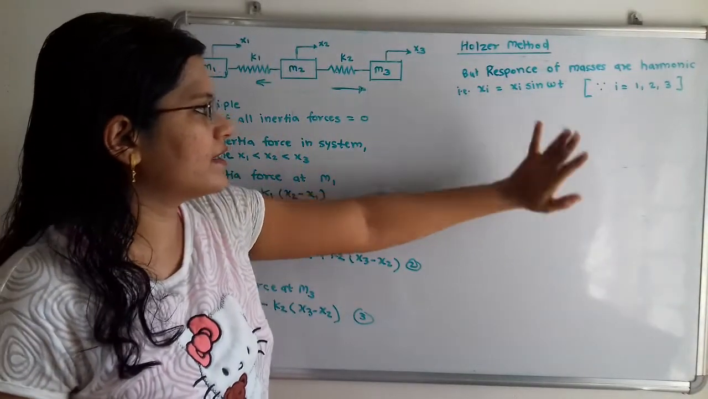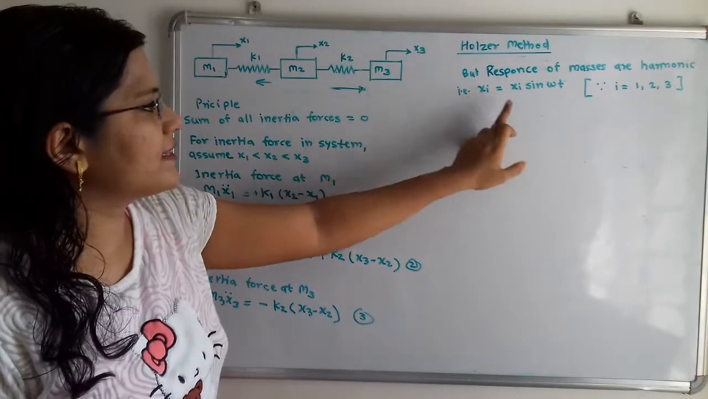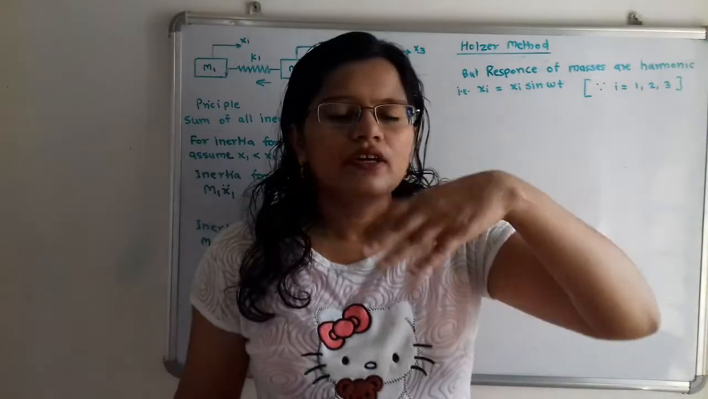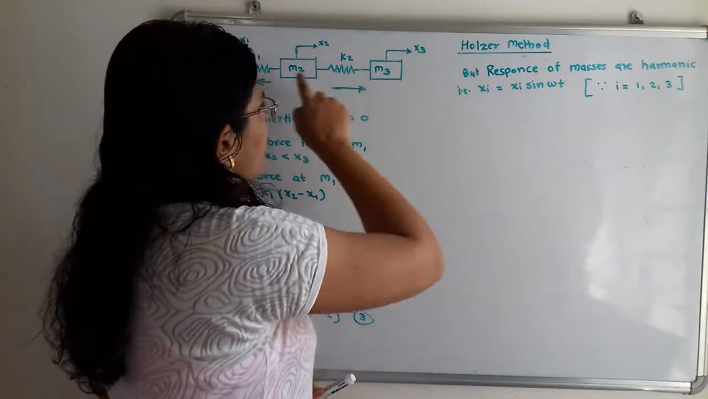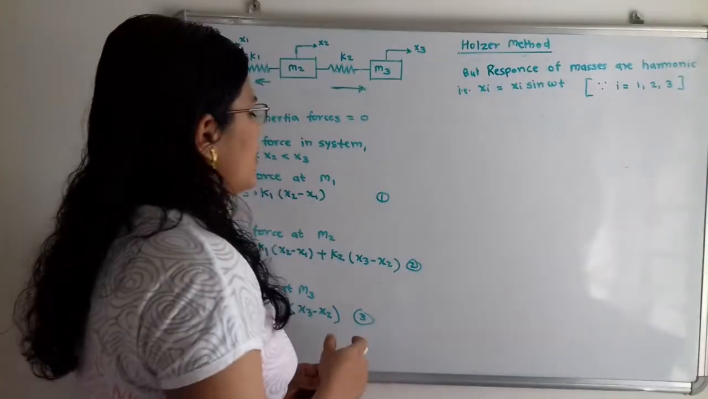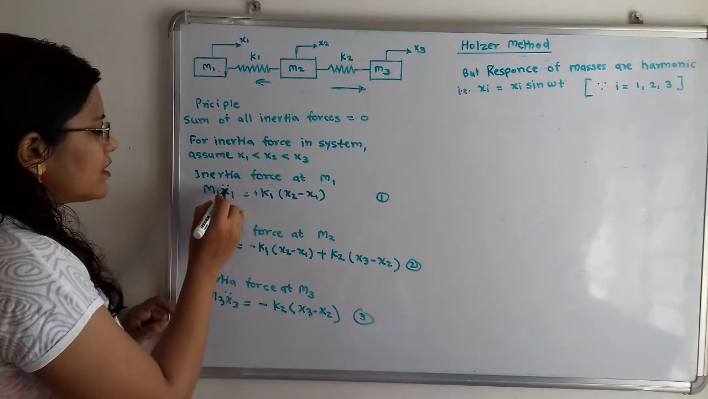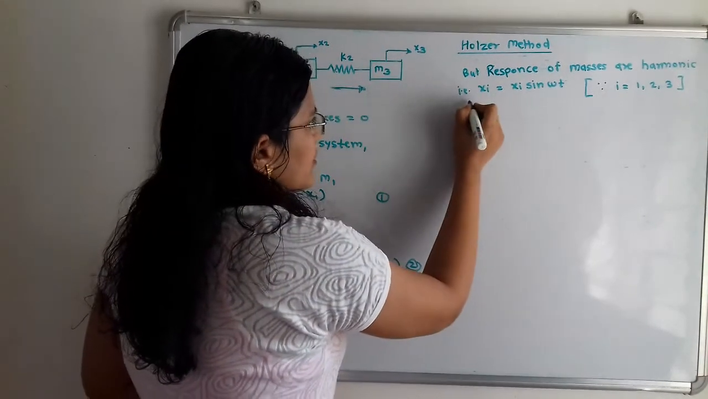Now if we observe, the response of the masses is harmonic, so we can write xi is equal to Xi sin omega t. So what is this X? That is the displacement, and here i is the number of the masses, that is 1, 2, 3. There will be n number of masses, so i will vary depending on the number of masses. But if we observe this equation, on the left hand side there is the double derivative of the displacement, so we will take the double derivative here also.